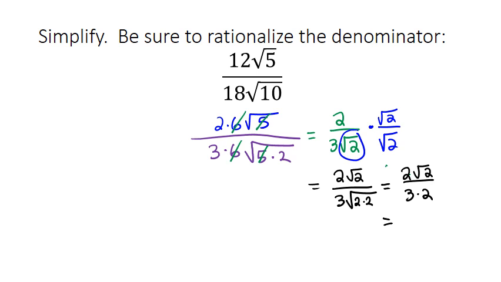Now we can multiply 3 times 2 and get 6, but it's going to be more efficient to notice that there's a 2 in the denominator and a 2 in the numerator. So we can reduce the fraction early. So we end up with our final answer, radical 2 over 3. There are other ways to do this problem, but if you simplify as you go, it will end up being the most efficient way possible.